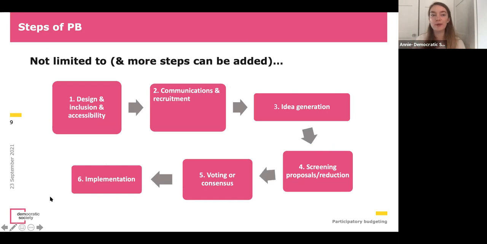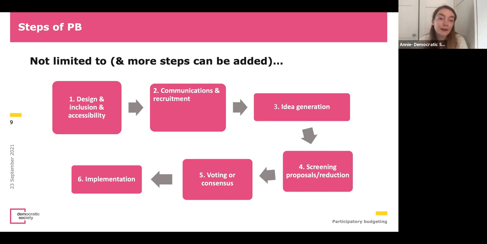So I've touched on this a wee bit, but these are the steps of PB, and it's not limited to these. I do want to stress that more steps can be added. Some of these you might not include, but these are the typical steps that you would use when you're running a PB process.